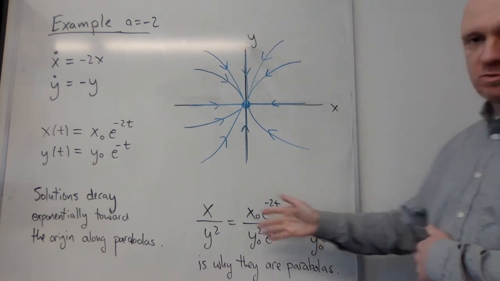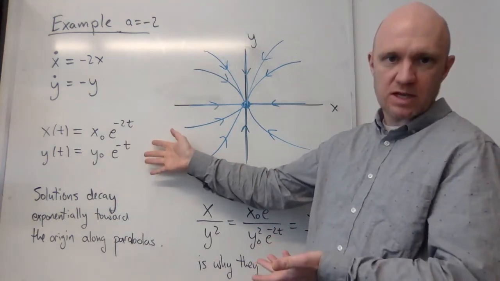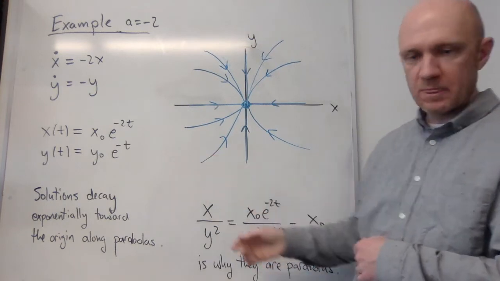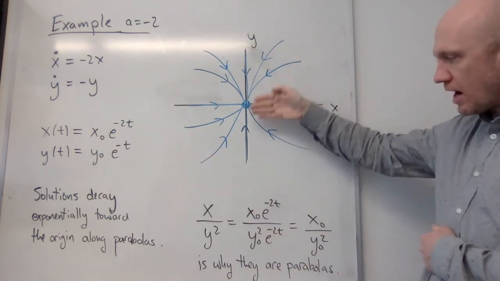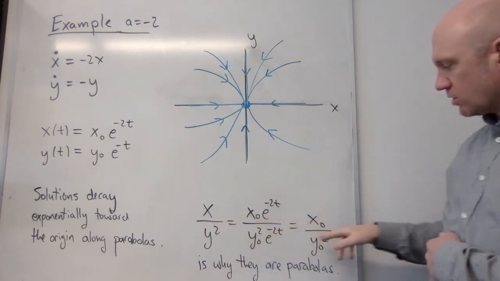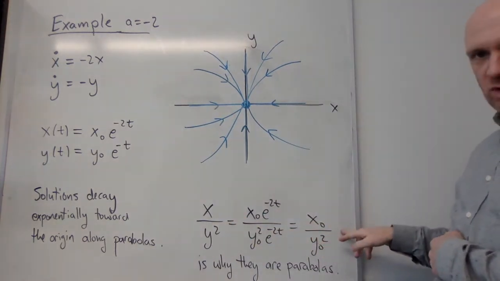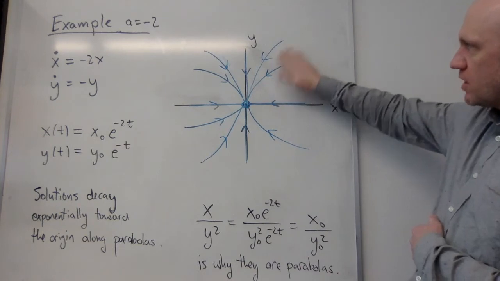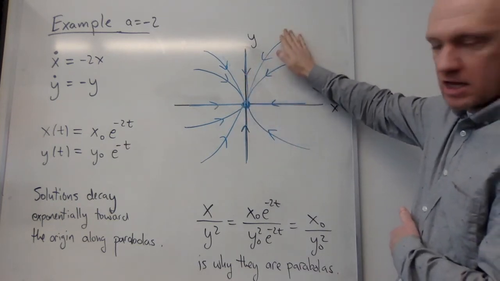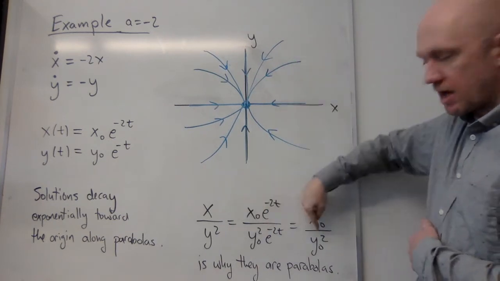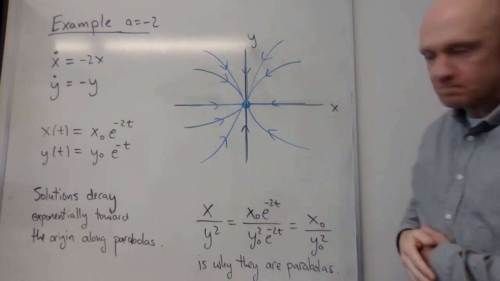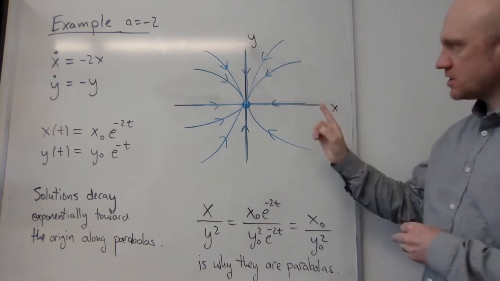You may not always be able to do something so explicit, but in this case we have the solutions, so we might as well. And so these solutions decay along parabolas. And these parabolas are given essentially by x equals x naught over y naught squared times y squared. So the relationship between the x and the y coordinate of this path that you see here is one that's given by a parabolic relationship. Okay, great.